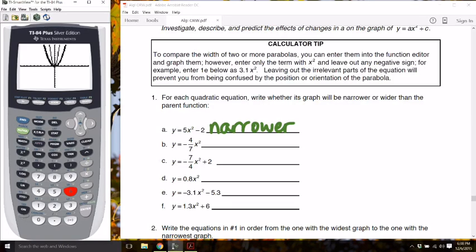So all you have to do is graph each one of these with the parent function. I would leave off any of the negative signs in front of the equation, and then the plus or minus number at the end isn't going to do anything either. That will determine which ones are narrower or wider. Then in part 2, you're just going to list them in order from the widest graph to the narrowest graph.